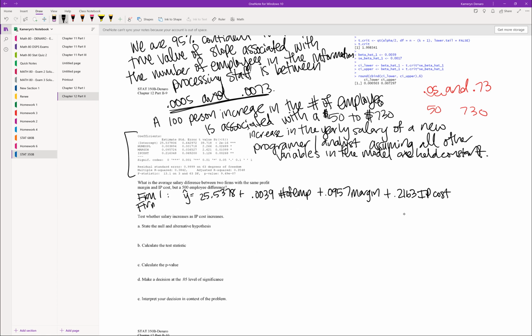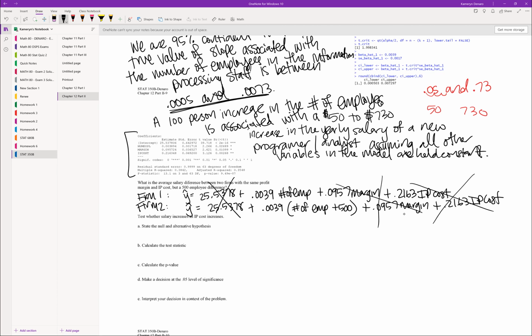Firm two is Y hat equals 25.5378 plus 0.0039 times the number of employees. Remember, this one has 500 more employees, plus 0.0957 times the margin, plus 0.2163 times the IP cost. If we subtract these two, the difference between the predictions for firm two and firm one, the 25.5378 disappears, the profit margin disappears, and the IP cost disappears. What we're left with is 0.0039 times 500.